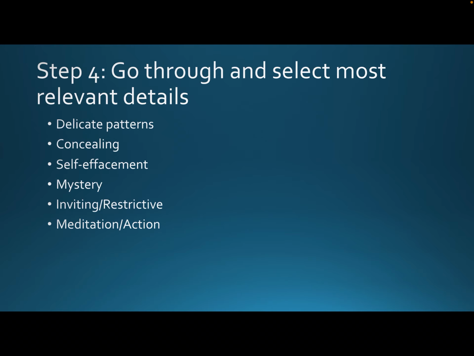After you get done reading, this will be step 4. You're going to go through and select the most relevant details. Those are the things that mostly talk to you or that you really feel comfortable with in order to do a writing piece with this. These are the ones that I picked, but you might have picked something different. It just kind of depends. So you take these pieces and you select the most important details.